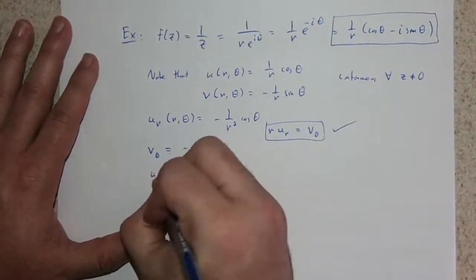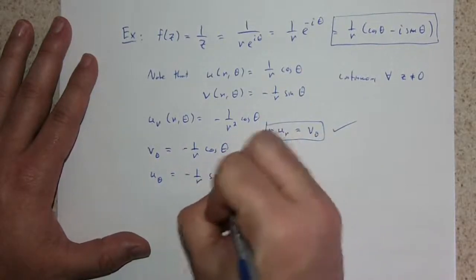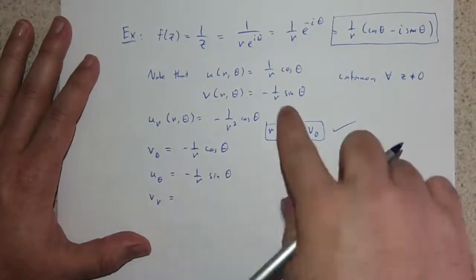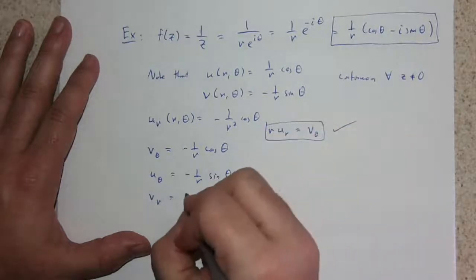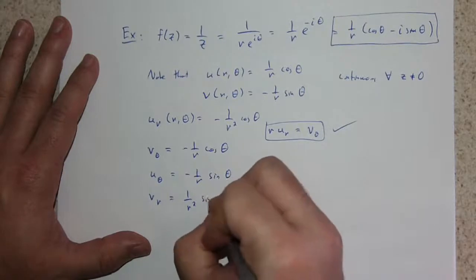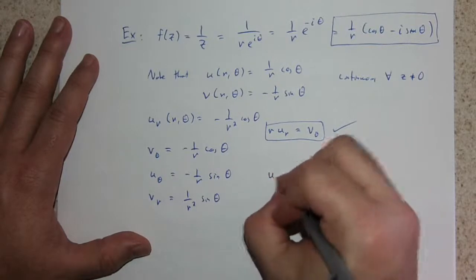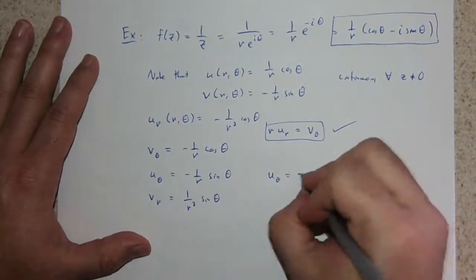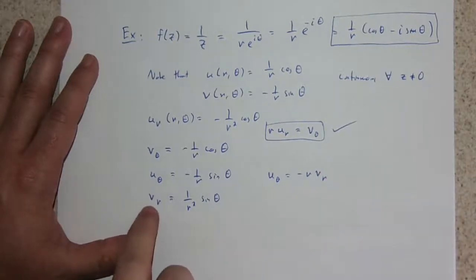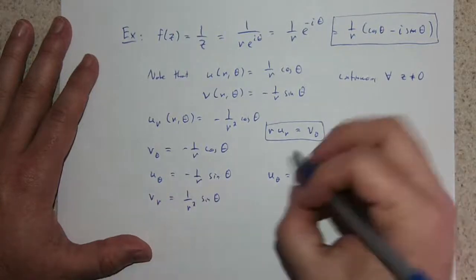So let's compute u sub theta. So u sub theta is going to be minus 1 over r sine theta. And v sub r is going to be 1 over r squared sine theta. And the question is, do we have u sub theta is equal to minus r v sub r? Is that what we have going on here? So minus r times v sub r would be minus r times 1 over r squared, so that's minus 1 over r sine theta. That's exactly what u sub theta is, so yes.